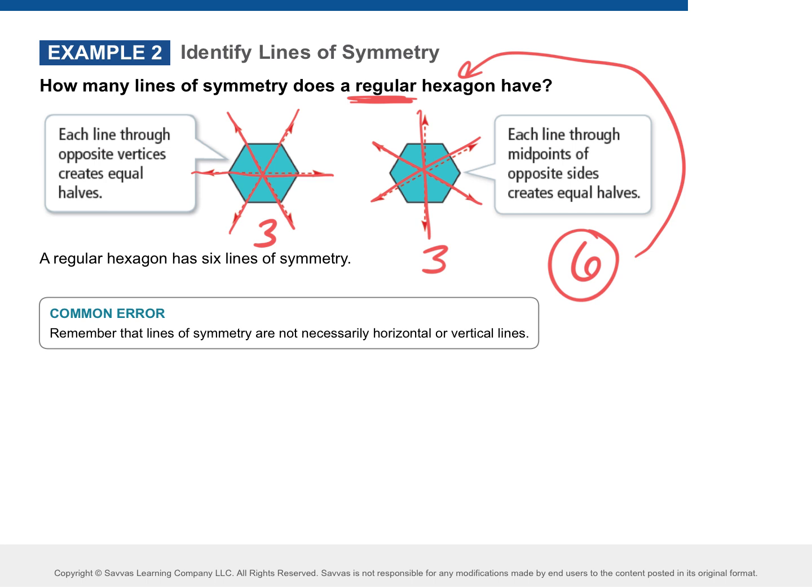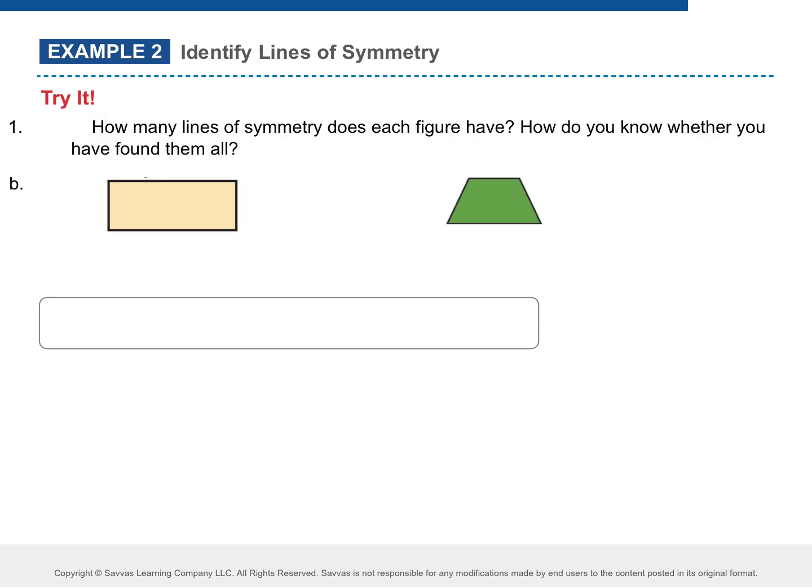So how many does a pentagon have? 5. How many does a square have? 4. How many does the octagon have? 8. So it's the same if it is regular. Again, what does regular mean? All sides are the same length. Yep. Go ahead and try 2A and B. You're telling me, does it have reflectional symmetry and does it have rotational symmetry?